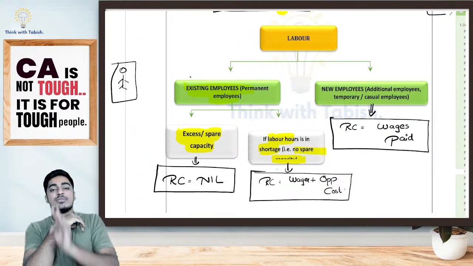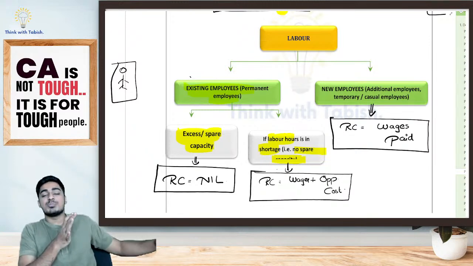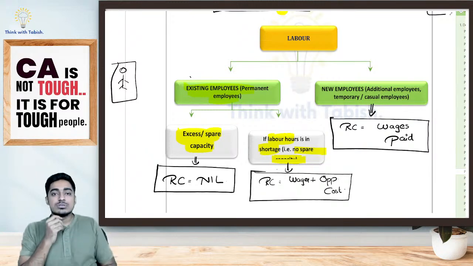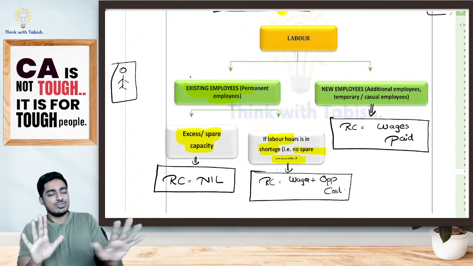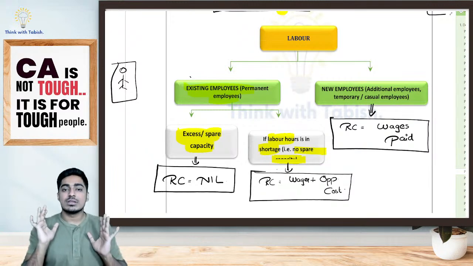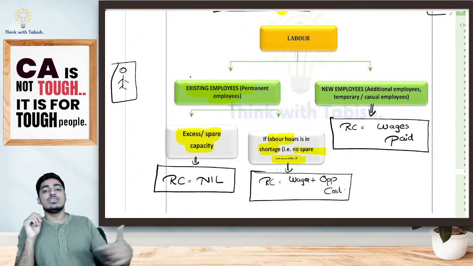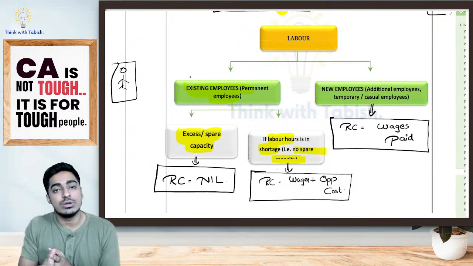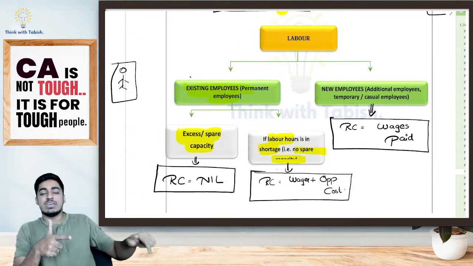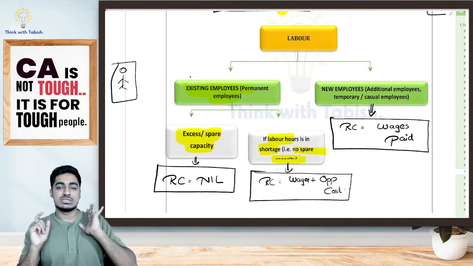But if labor hours is in shortage, that is, there is no spare capacity available. Yes, my employee, a CA inter employee, was working for full 10 hours in a day. Now I am giving CA final work also. He or she is telling, how can I do this, sir? I tell, for some time, you ignore CA inter. Now focus only on CA final. So what will happen? Because she has ignored CA inter, we might lose some revenue, some profit from CA inter. So that opportunity cost I need to include. And at the same time, whatever is the wages I am giving here, that also I need to include. Is it clear, students?